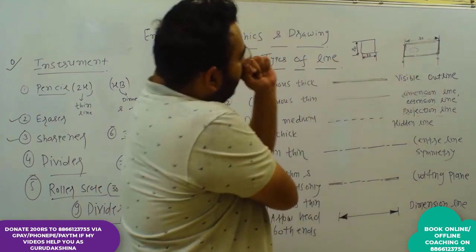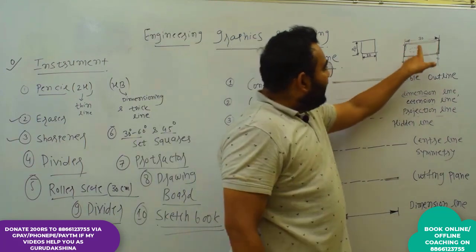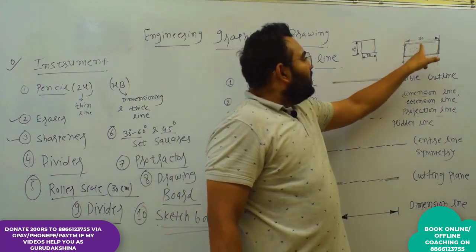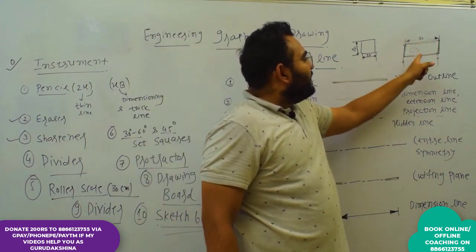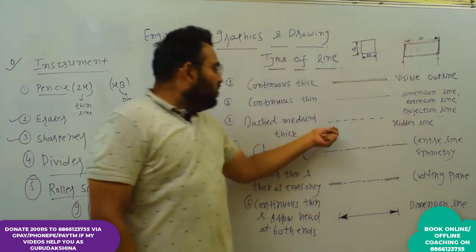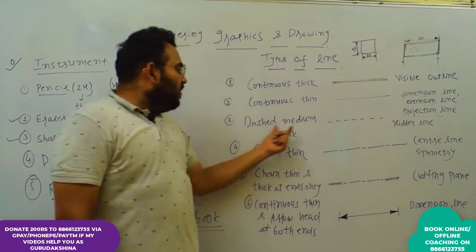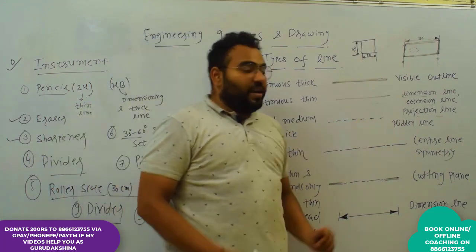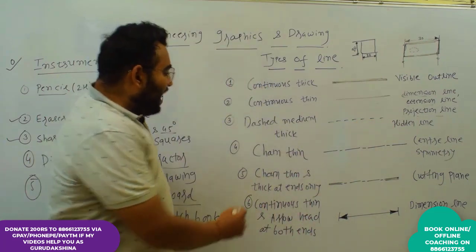So when you're looking at it from the front, you got to know that there is some hidden thing which I cannot see from the front, but on the rear side there is some hidden thing over here. So to show the hidden things, we use this hidden line, also known as dash medium thick line. Okay. Now next thing is chain thin line.